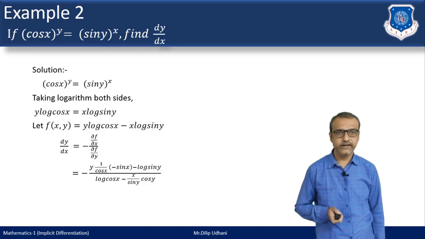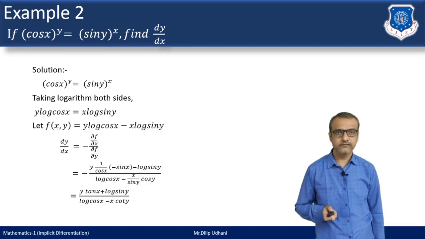Now we have to simplify this result. So multiplying numerator by minus sign. So sin x over cos x, answer is tan x. So it will be y into tan x. Then after plus log sin y, and divided by log cos x. Then after minus sign, x will be as it is, and cos y upon sin y, answer is cot y. So this is the dy by dx of the given function, that is cos x raised to y equals to sin y raised to x.